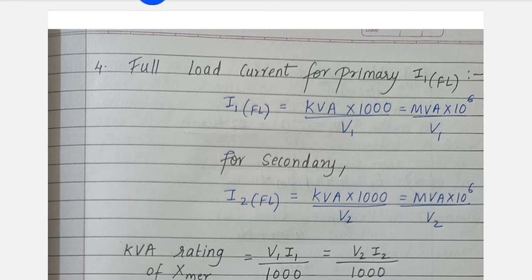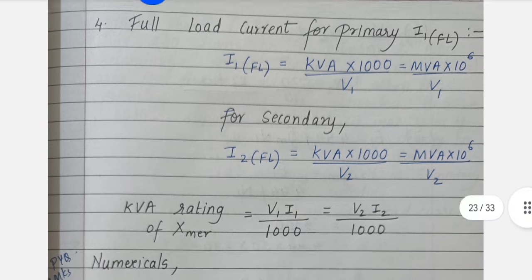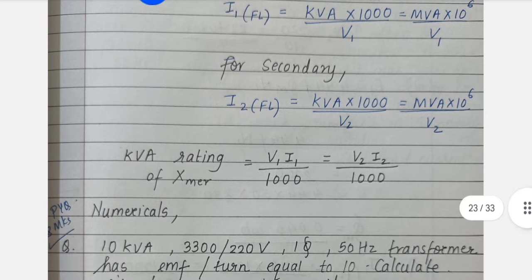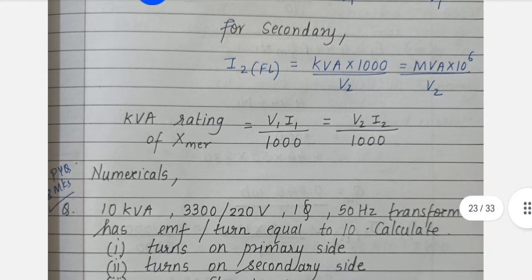Then if it is asked for full load current for the primary, these formulas are important for your numericals. Remember this formula, that is kVA into 1000 upon V1. If the question is in terms of mega, you have to consider that, but it is mainly asked in terms of kVA. So I1 full load is equal to kVA into 1000 upon V1. Why have we taken 1000? Because we are dealing with kVA, kilo, 1000 times. Then for the secondary, the same thing, I2 is equal to kVA into 1000 upon V2.